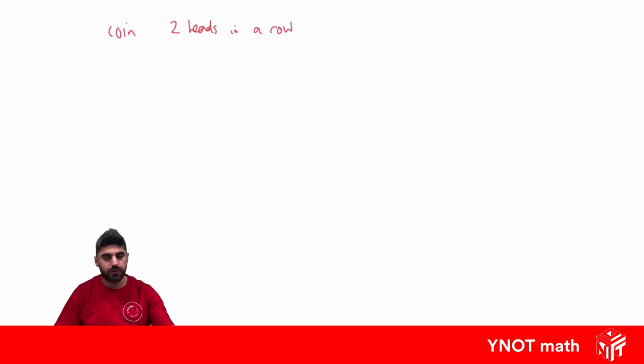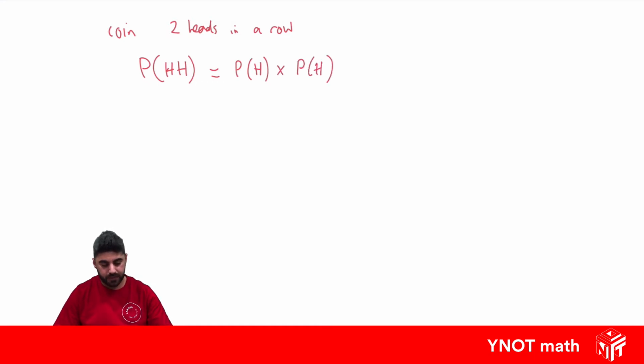And just note, if you were flipping two coins at the same time, it'd be the same thing as getting two heads when you flip them at the same time. We can write this as the probability of getting a head and another head. And for successive events, we're going to have to multiply them together. So it's the probability of a head multiplied by the probability of getting a head.